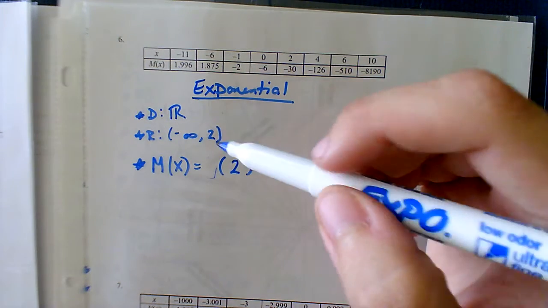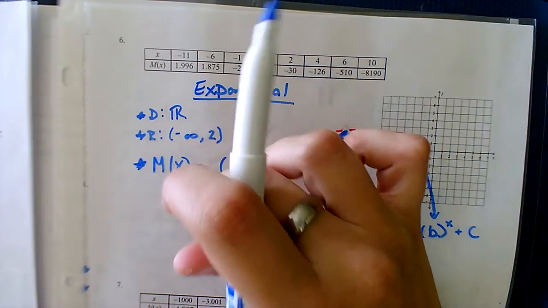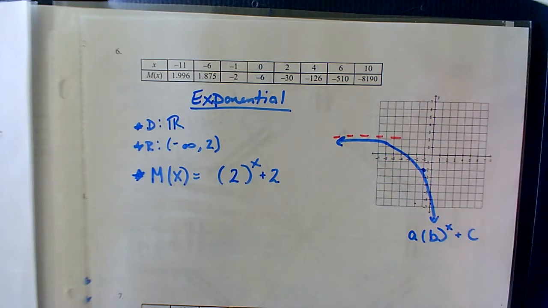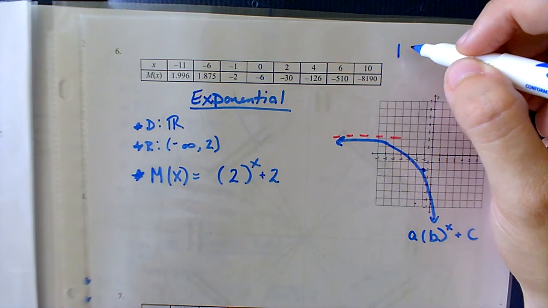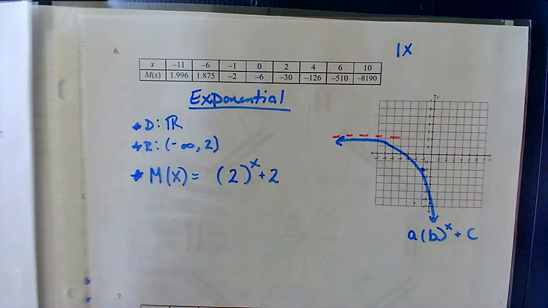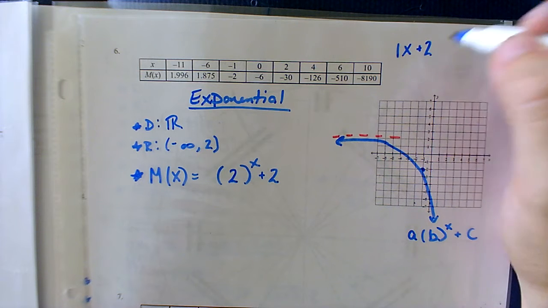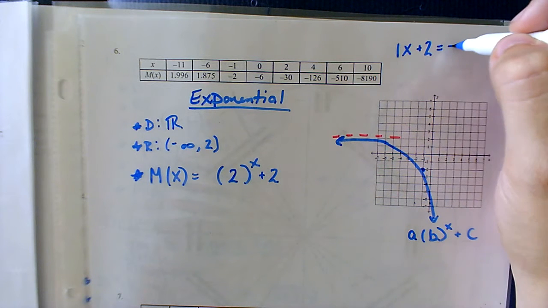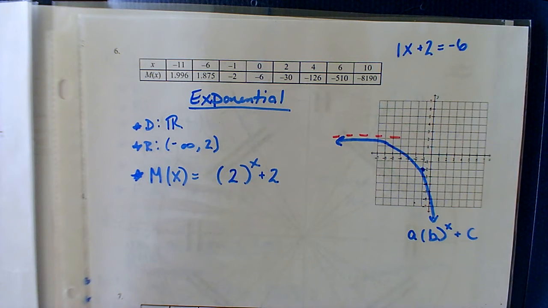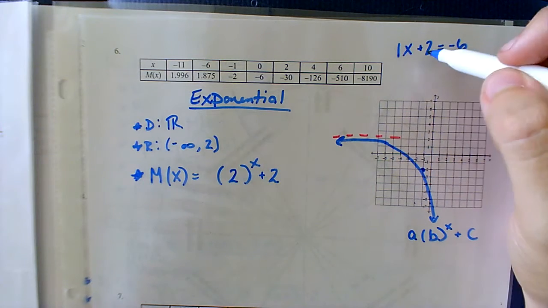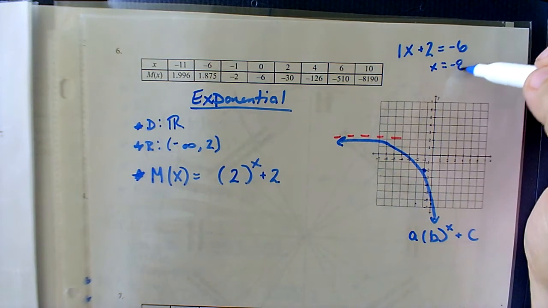What do you think, Zane? Okay, maybe we'll write that out mathematically. 1 times something plus 2 should be negative 6. What do you think, Cameron? Negative 8. If we subtract the 2 over, we would get negative 8.